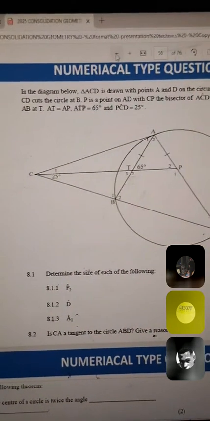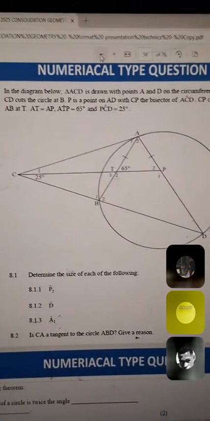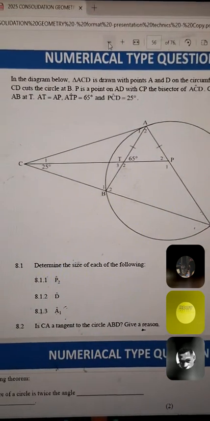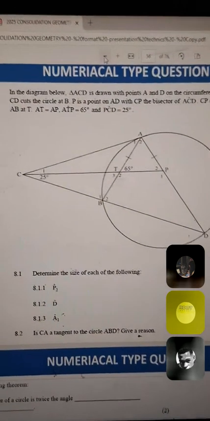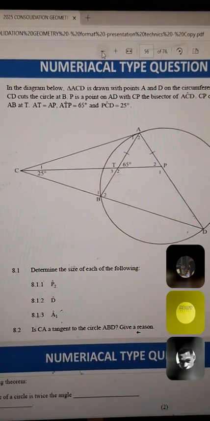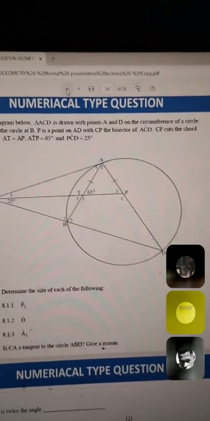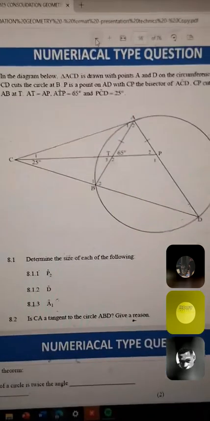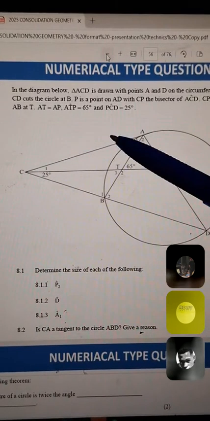So C1 is 25 degrees, you said. Okay. Then T3 would be 65 because of vertically opposite angles. Sure. Okay. Then we can use the exterior angle of a triangle. Hey, the exterior angle of a triangle seems to be famous. You guys see that? Then we'll find A1 to be 40.